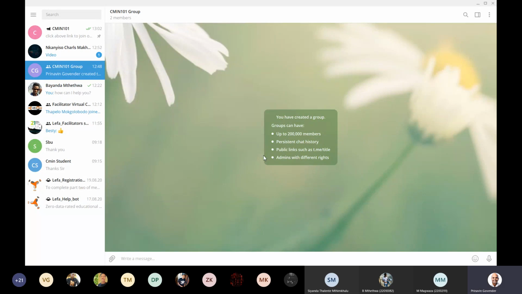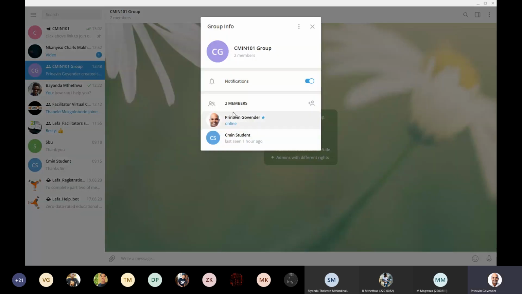And it says a group can have up to 200,000 members. Oh my, this is pretty good. Public links such as the title. Wow, that's great. So maybe I should share this with you. I don't know how to do that now. By the way, it's only been a week that I've been playing around with this. But with WhatsApp, I've been doing it for years.